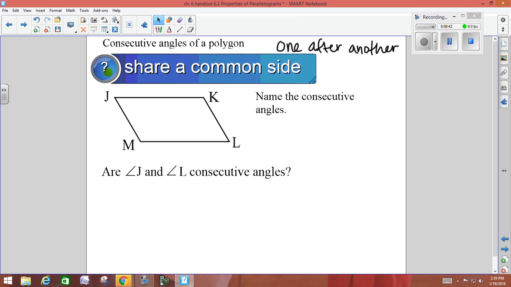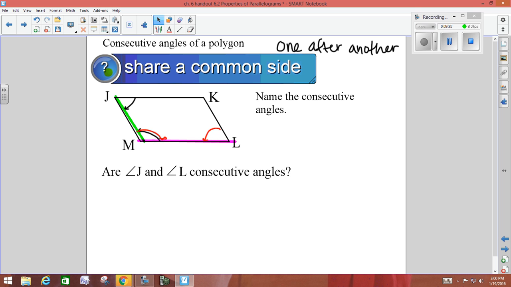Okay. Angle M would be consecutive with angle J. J comes after M, right afterwards. They both share JM. So they share a common side, consecutive one after another. M is consecutive with L. It's one after another. I'm just going counterclockwise around. But they both share ML. So M is consecutive with J. It's also consecutive with L. They'll have two consecutive because they go on each side.